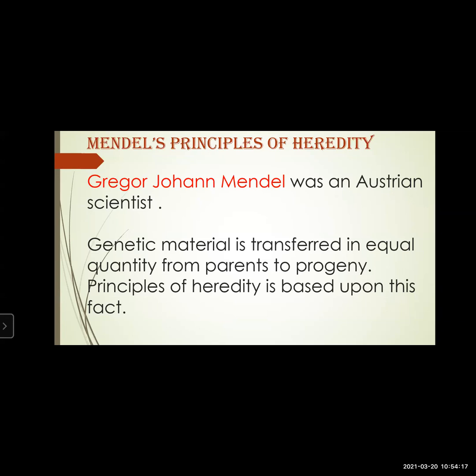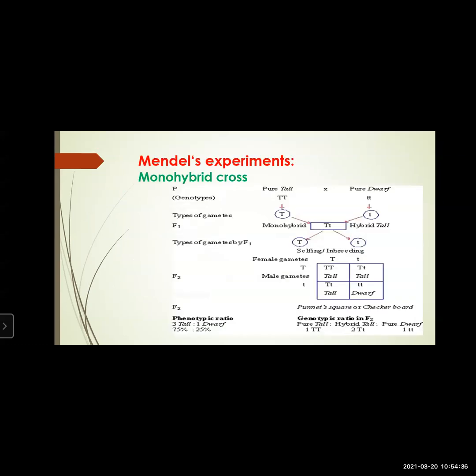Now he studied that if equal quantity of genetic material is transferred, then which character will appear in the progeny? So this he studied with the help of pea plants. So we have studied Mendel's monohybrid cross and Mendel's dihybrid cross. Right. So the example given in the textbook and which we have studied is the cross between pure tall plant and pure dwarf plants. Right.